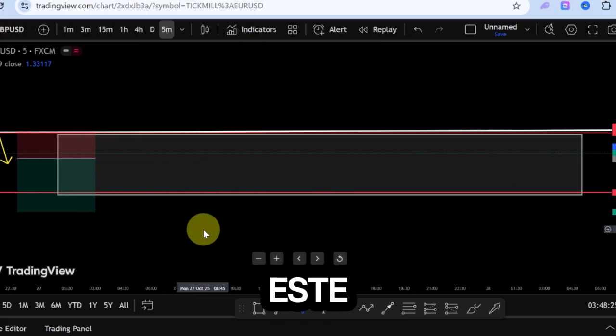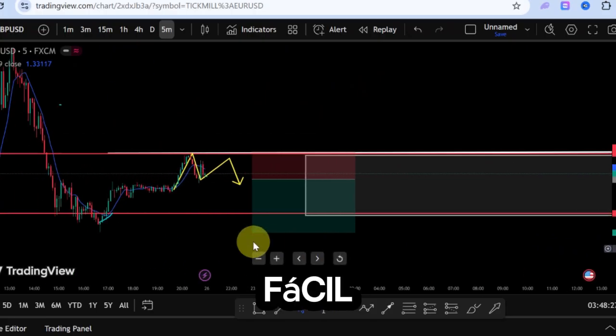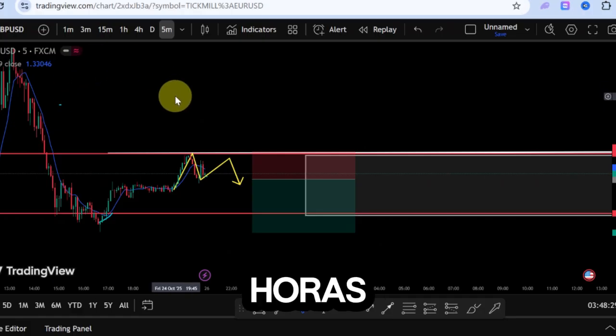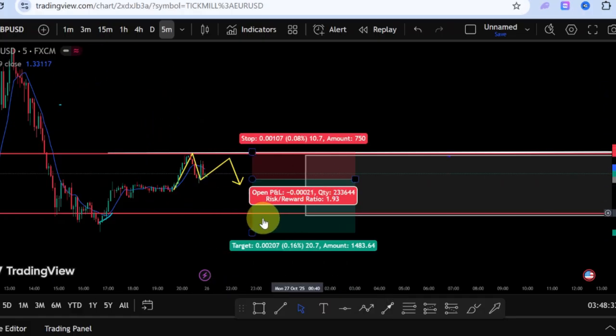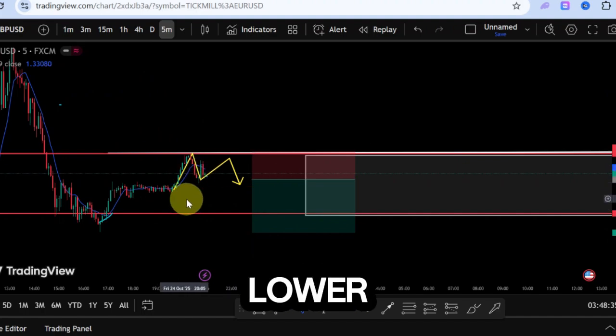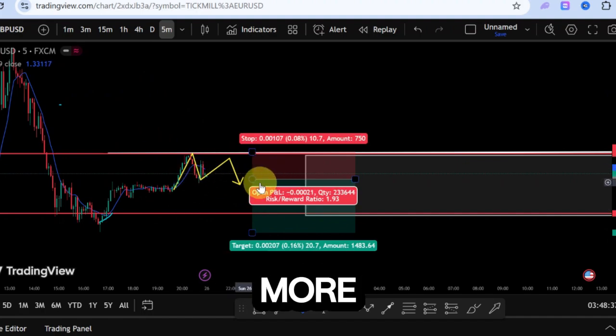Basically, I can actually use this trading model. It's really very easy. Go to the 4 hours time frame, draw out the last candle, and then go to the lower time frame and look for an entry model. So guys, let me show you another example.